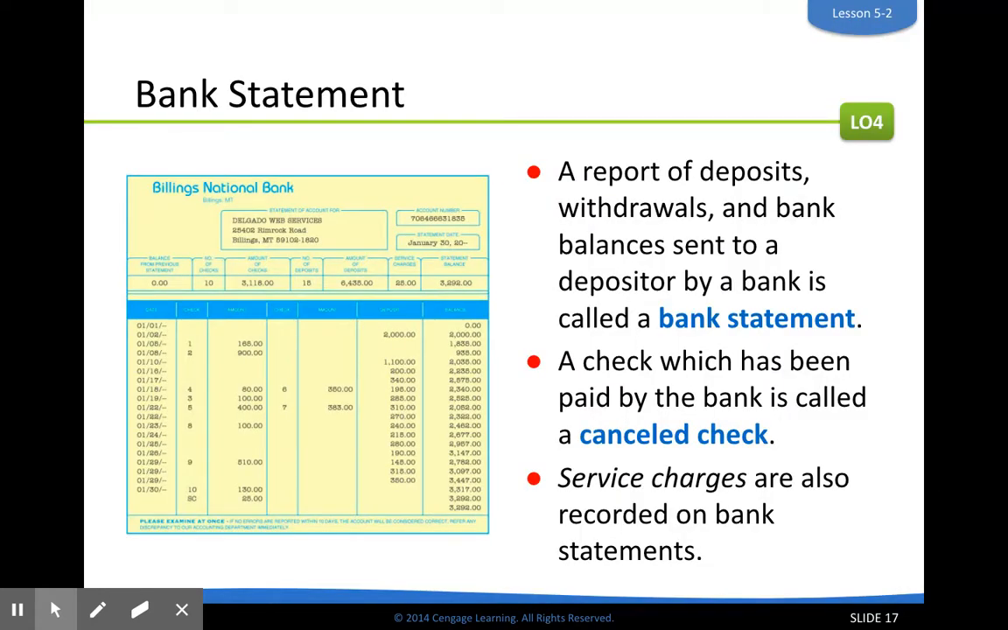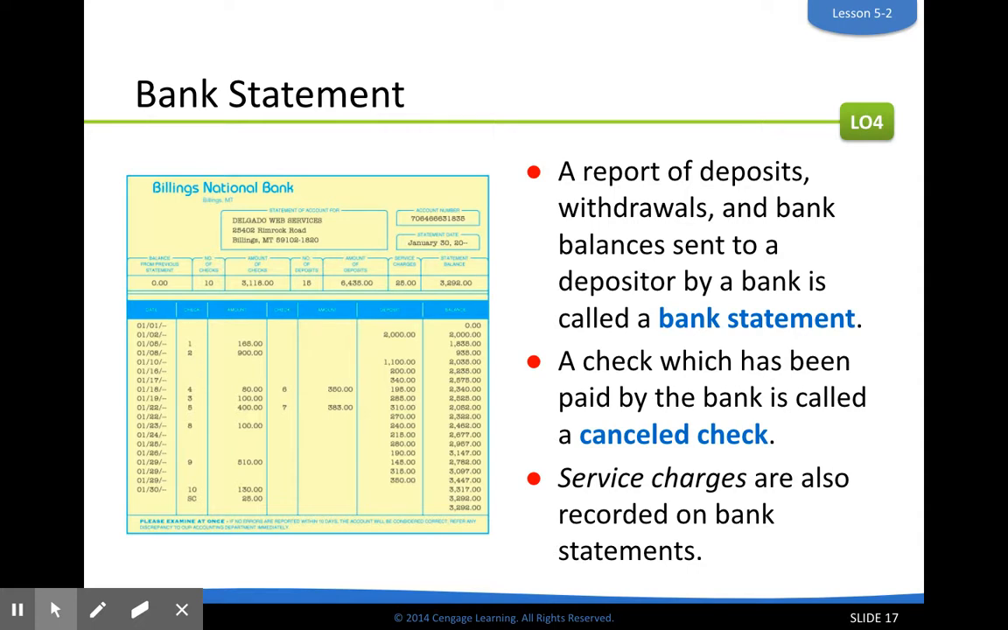So this is a bank statement. Some of you might still get bank statements mailed monthly. Maybe you get an email from your bank. But a bank statement shows everything that's happened with your bank account. Any deposits, withdrawals, checks that have gone through, anything that has been done at the bank. Checks that have gone through are called canceled checks. So if you wrote a check and that person cashes it or deposits it at their bank, then it is known as a canceled check. It has gone through the bank and it is done.